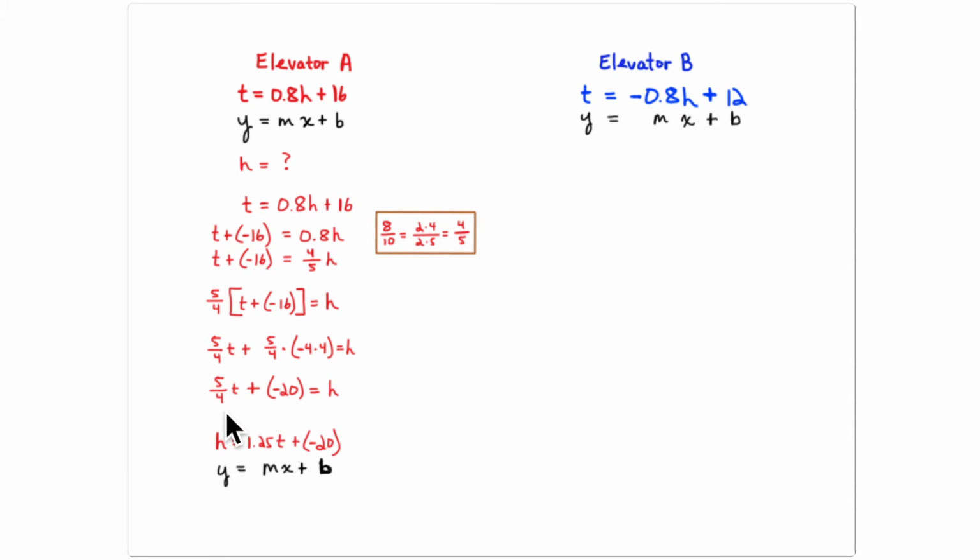And just rewrite it so that the height is on the left side. And 5/4 is 1 1/4. So you have 4/4 plus 1/4. 4/4 is 1. 1/4 is the same as 25/100. So height is 1 25/100 times the time plus negative 20. And this is in the form now of y equals mx plus b, where time is the x variable. It's going to be graphed on the x-axis or the horizontal axis, and height is going to be graphed on the vertical axis or the y-axis.